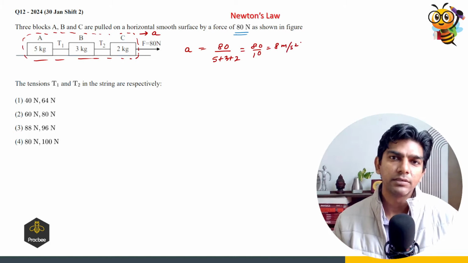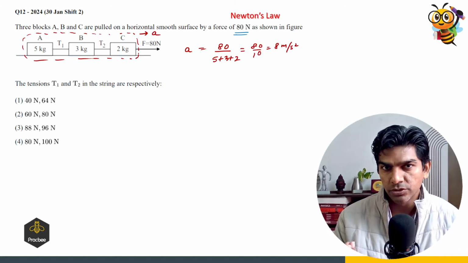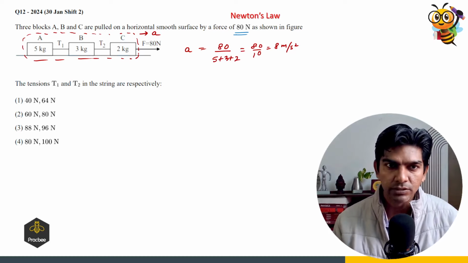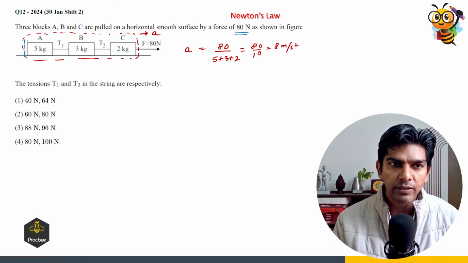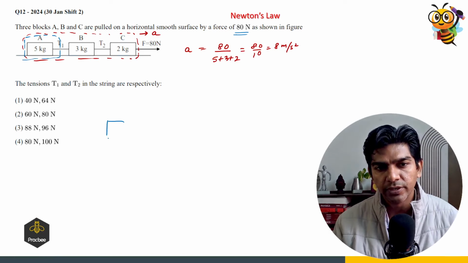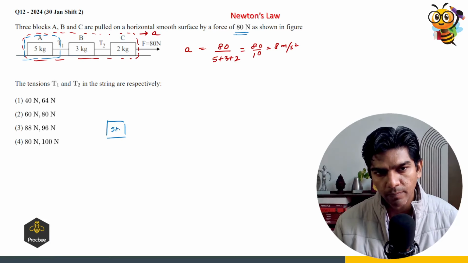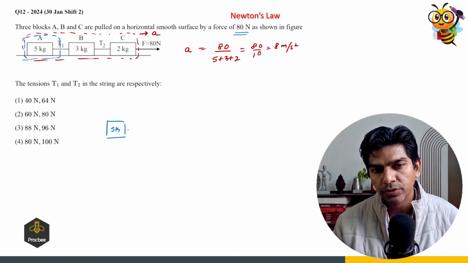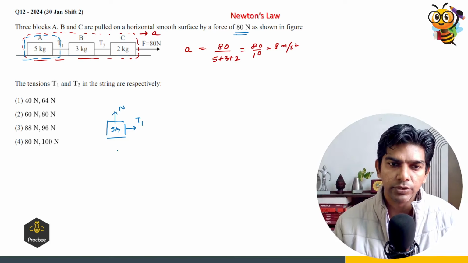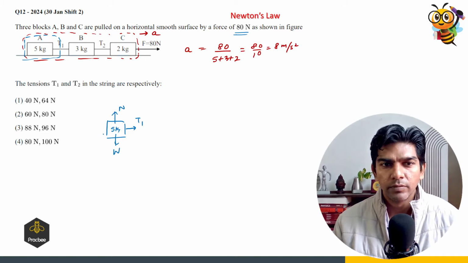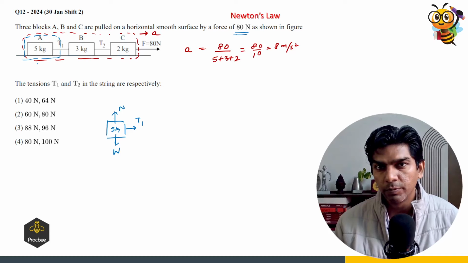Now we got the acceleration for the system. So each constituent of the system must be moving with the same acceleration. Now you can consider a subsystem. If I consider the 5 kg block as my system and draw its free body diagram, tension is always away from the object, so T1 is acting in the right direction. There will be a normal reaction on this body and a gravitational force. And we have a horizontal surface, so there will be no frictional force.